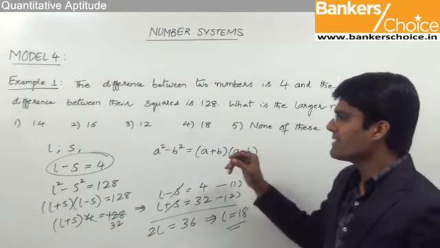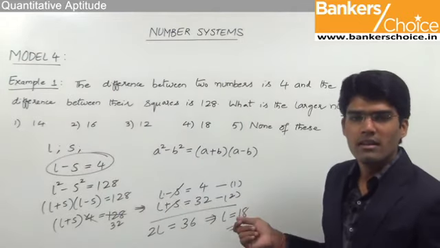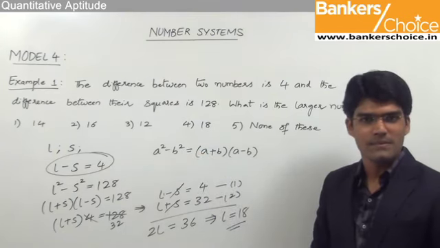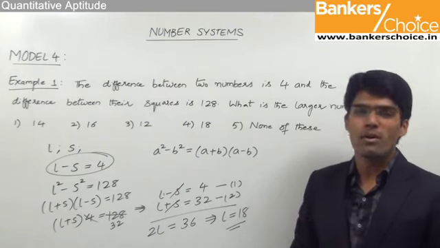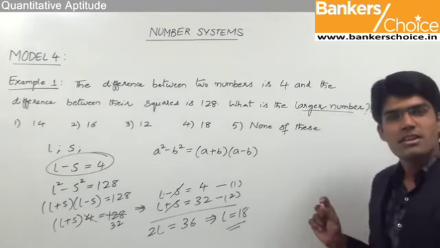What we need to do here is just check from the options whether the two conditions are satisfied or not. Whichever option satisfies both the conditions, that can be taken as the correct answer. So let us understand how we can solve this question by eliminating the wrong options. Now as you can see here, the question says what is the larger number.